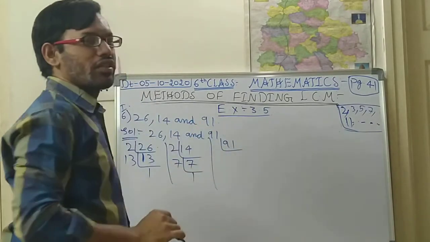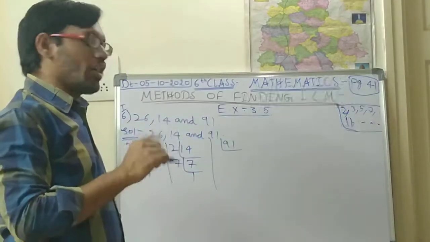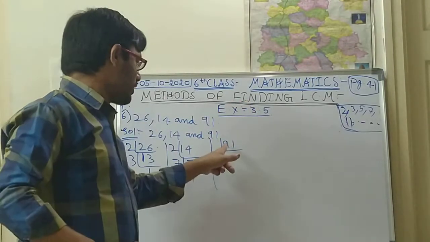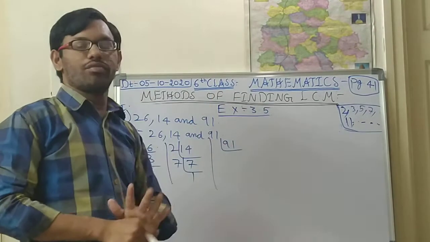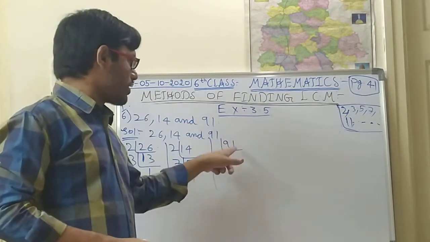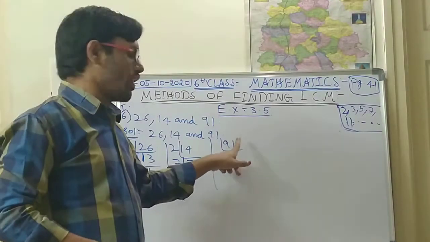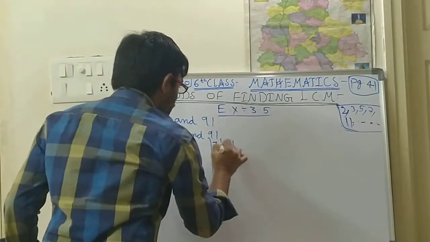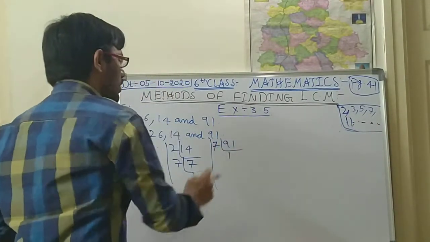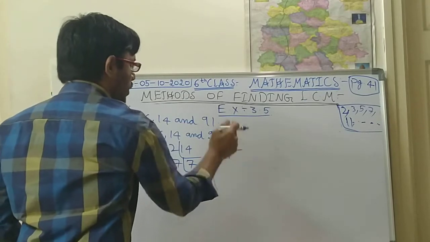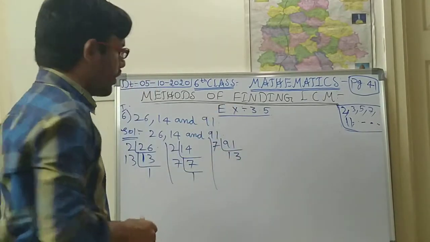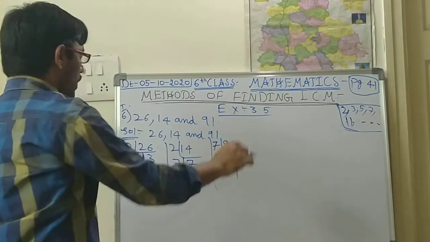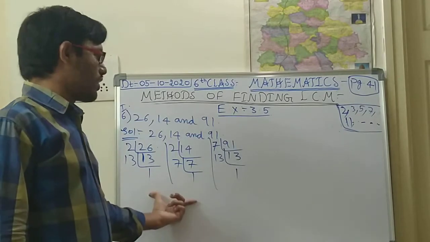Next 91. Does 91 go in the 2 table? No. In the 3 table it doesn't go, since 9 plus 1 is 10, which is not divisible by 3. Next, the 5 table: it doesn't go, since the ones place should be either 5 or 0. Next the 7 table: 91 will go. 7 1s 7, 9 minus 7 is 2, 21, 7 3s 21. So 13, a prime number, 13 ones. Now we have done the prime factors for these numbers.